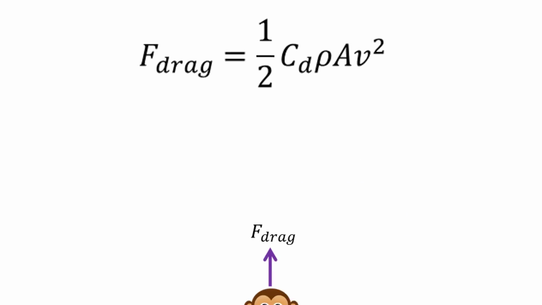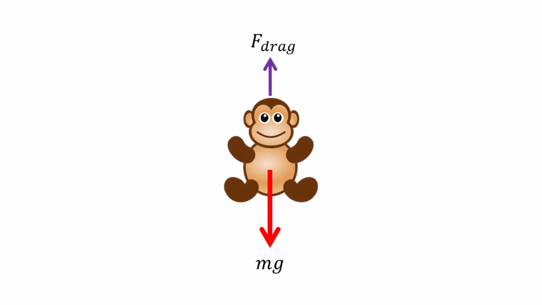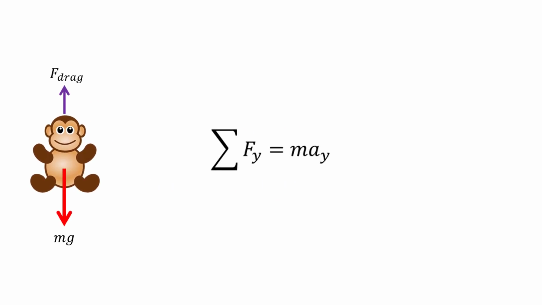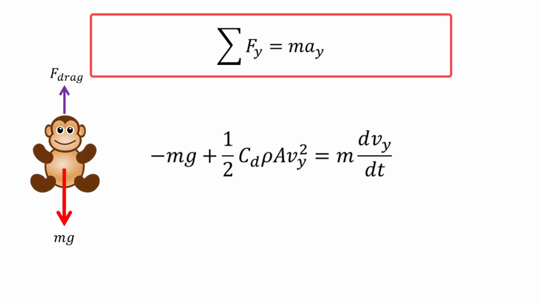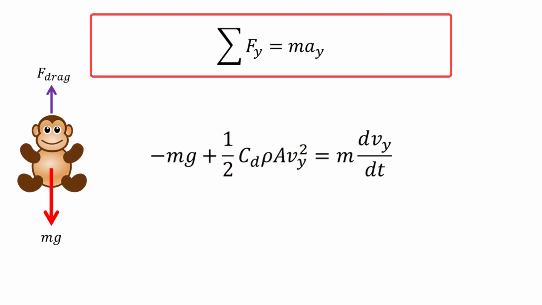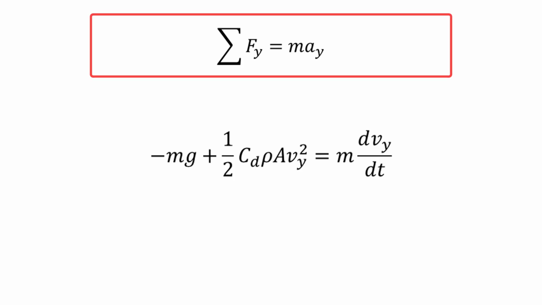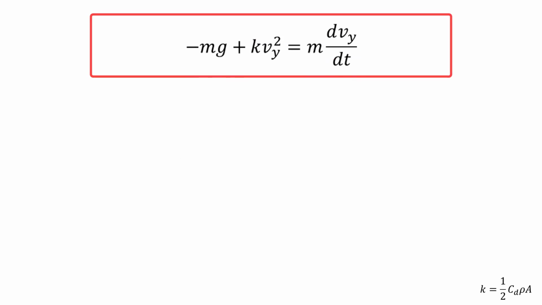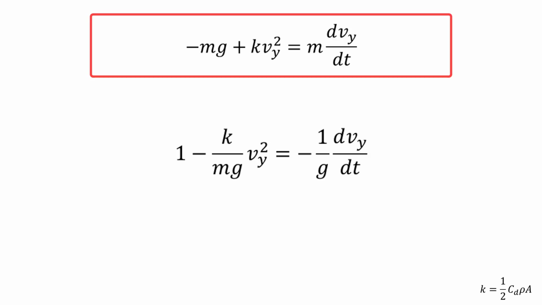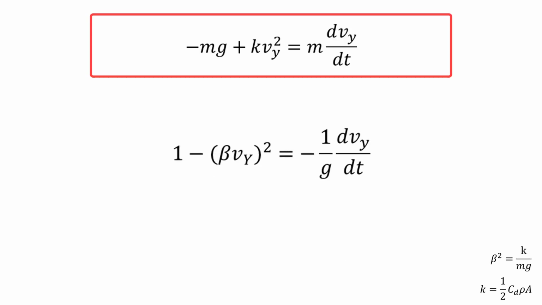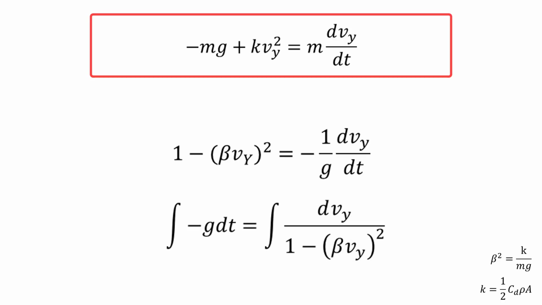So with that in mind, let's go ahead and rederive the kinematics for the monkey, but this time including the drag force, which gives us an additional term when we evaluate Newton's law in the y direction. Okay, so first off, I'm going to define this quantity as k to make the notation a little bit neater. So let's rewrite the equation, and now we can divide through by mg, clean up the notation again with a new variable beta, then separate and integrate.